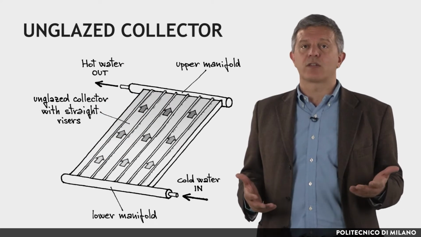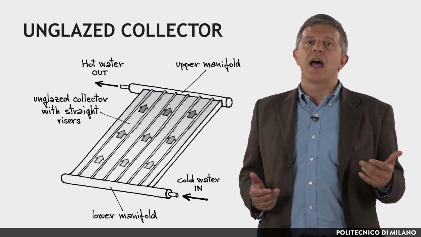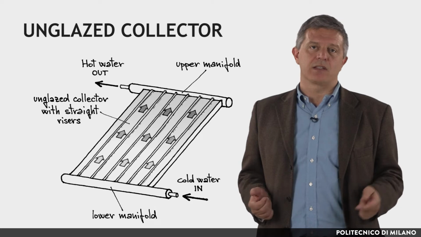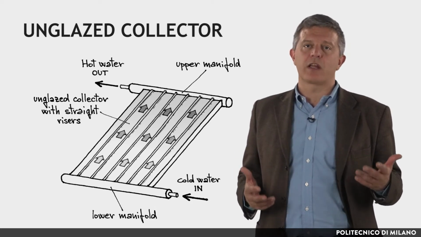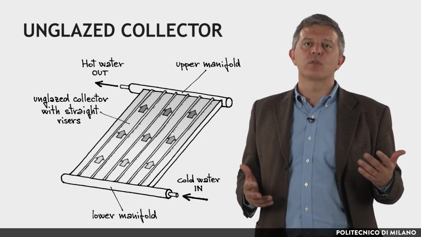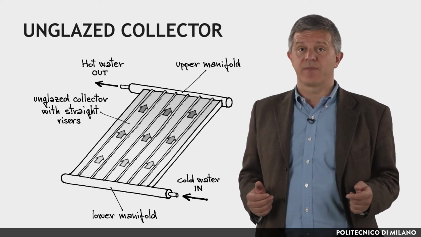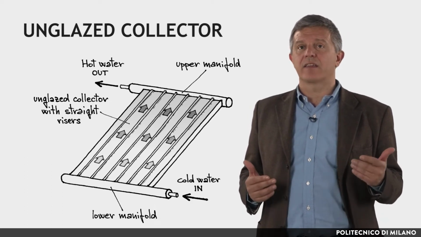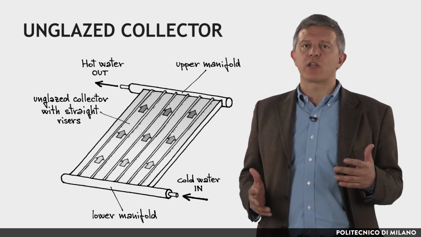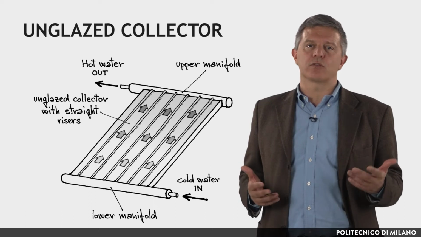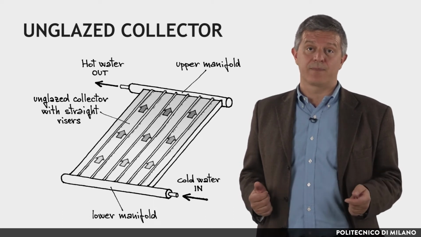The unglazed collectors or plastic absorbers are very simple and quite inexpensive. These collectors are specially designed for low temperature applications and are made from ultraviolet resistant plastic. The heat losses are higher than in the two types mentioned above, but the good cost-benefit ratio makes them a remarkable product, especially in hot climates.